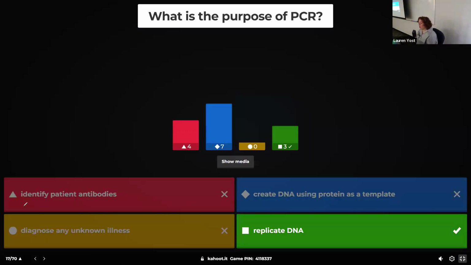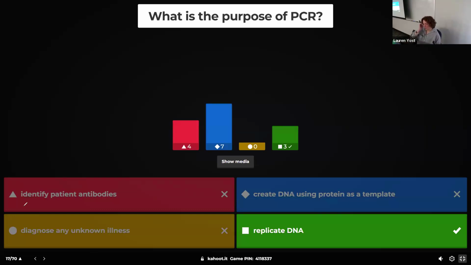The purpose of PCR is to replicate DNA. So if we were talking about creating DNA using protein as a template, which was a popular choice on this one, I'm not really sure how that would even work logistically. So right now, as it exists in all of modern molecular biology, we cannot create DNA from protein template. What that would mean is taking a protein and reverse engineering DNA out of that protein. That's what that would mean. And so based on that, using protein as a template from which we would make DNA doesn't exist in science, okay?